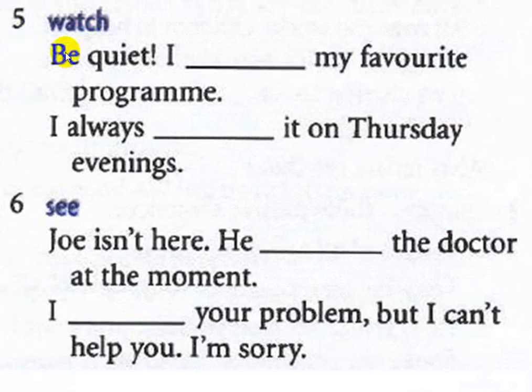Watch. Be quiet. I am watching my favorite program. When we see the words be quiet, we use the continuous form, as when we see the word now and at the moment. Be quiet, I am watching my favorite program. I always watch it on Thursday evenings. You see here the adverb of frequency always came before the main verb, which is watch.